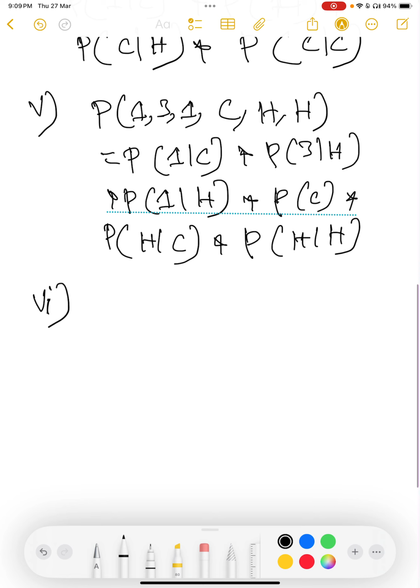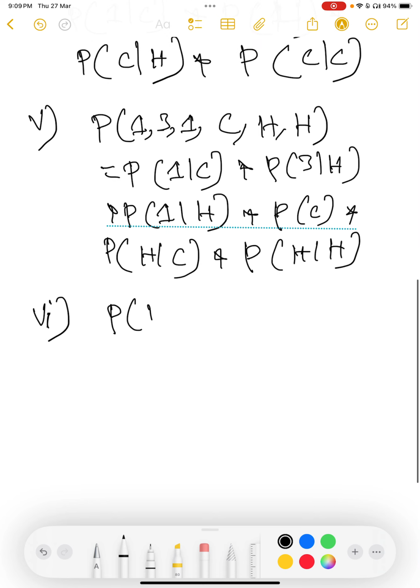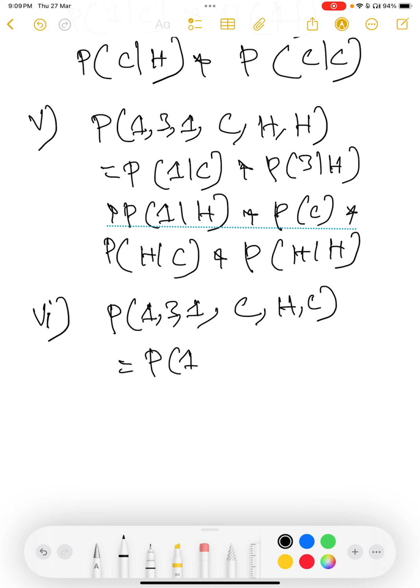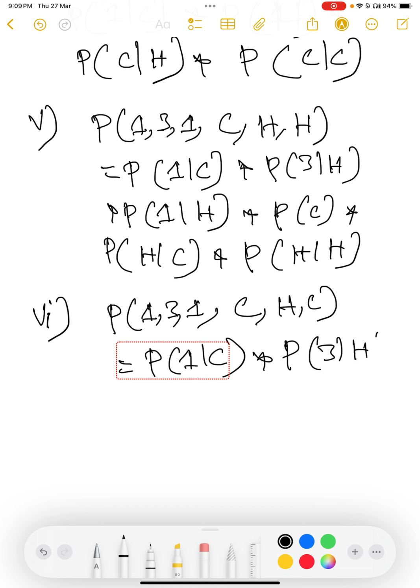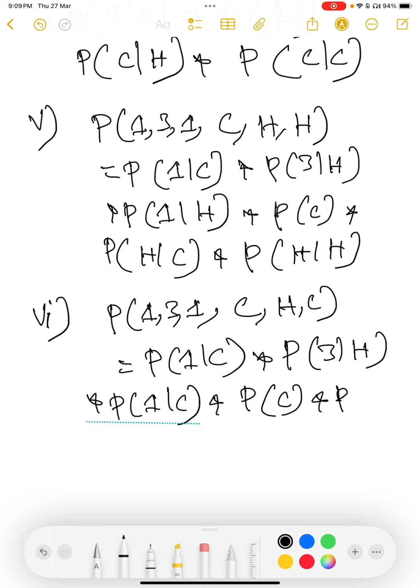So next one, what is it? It's just C, H, C. So probability of 1, 3, 1. We can do this for different observation sequences, and this will be the procedure. It will be probability of 1 given C into probability of 3 given H into probability of 1 given C into probability of C into probability of H given C into probability of C given H.